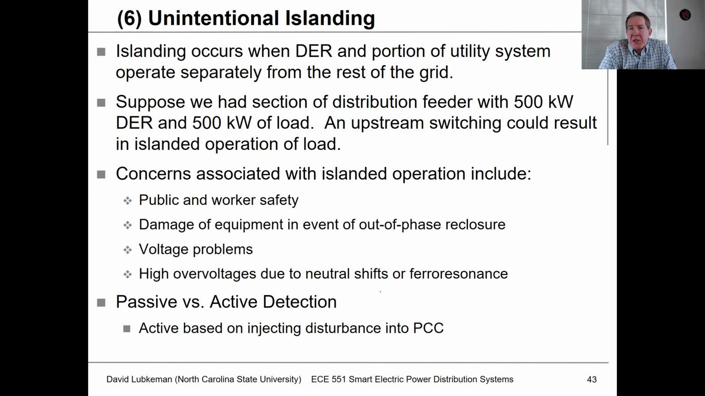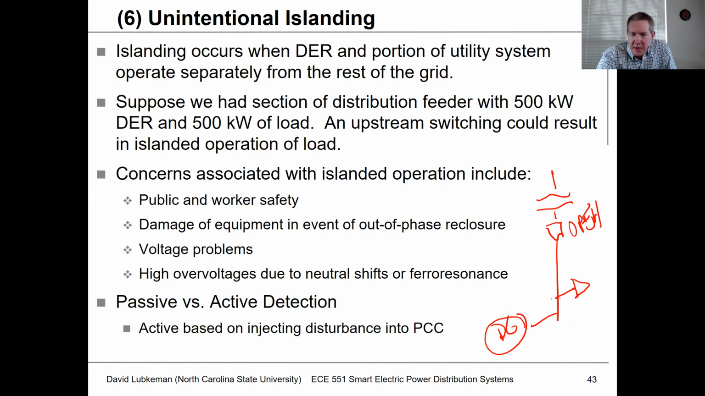Another issue is whether we get what's called unintentional islanding. It's theoretically possible that if I have a circuit with load and distributed generation, and this breaker opens up, this section could operate as an island if there's an exact match between load and generation. That's referred to as unintentional islanding. We don't want that to happen because the distributed generation can't handle the voltage on the circuit.